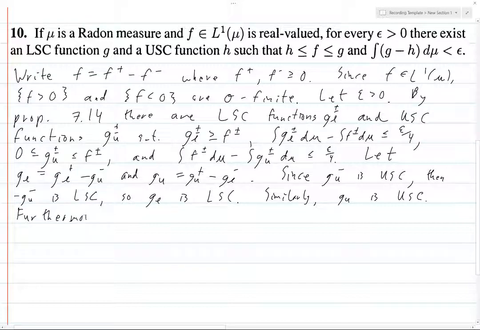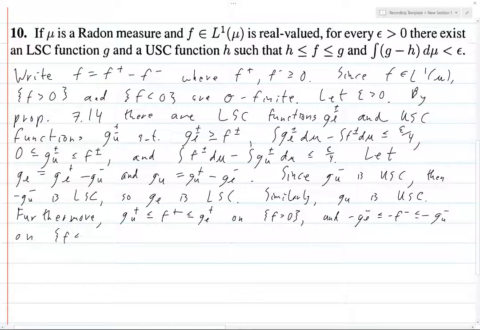Furthermore, we have GU plus less than or equal to F plus less than or equal to GL plus. This is where F is greater than 0. And minus GL minus, sorry, my L's kind of get messed up, but what can you do other than rewrite them a whole bunch of times? But that would take a lot of time.